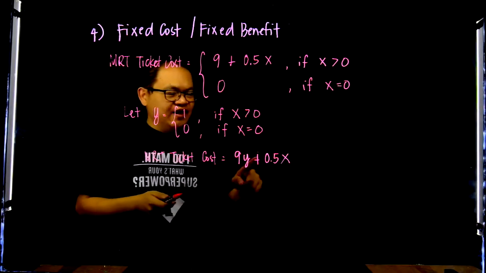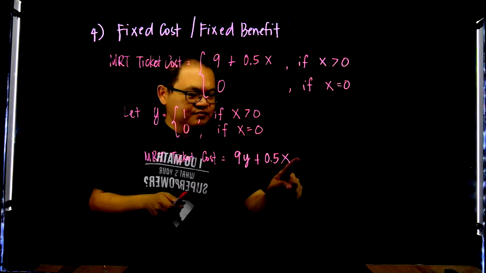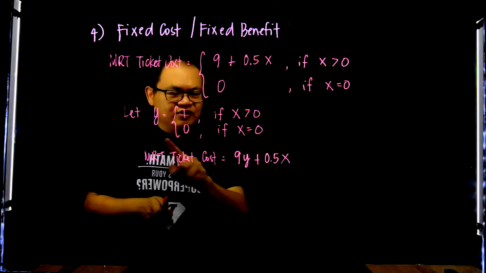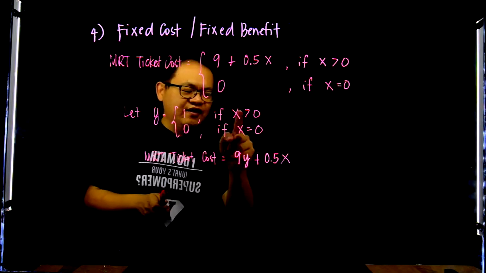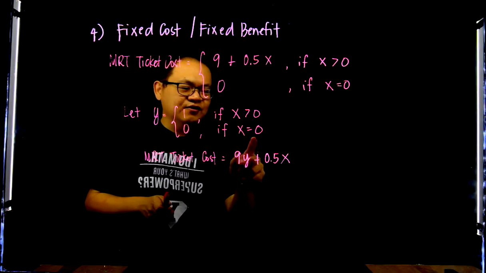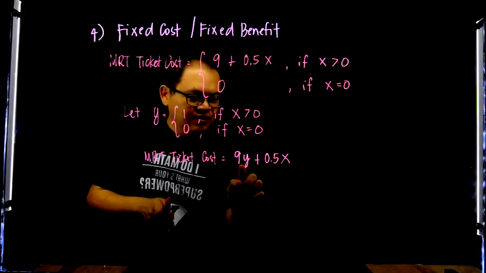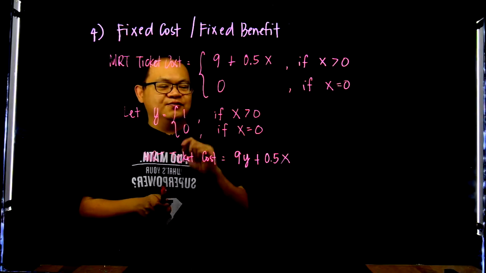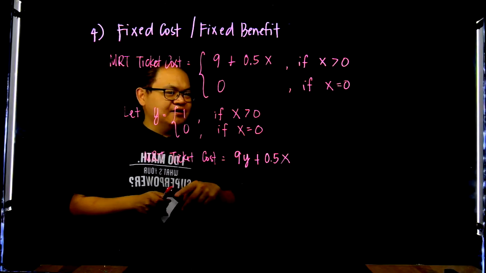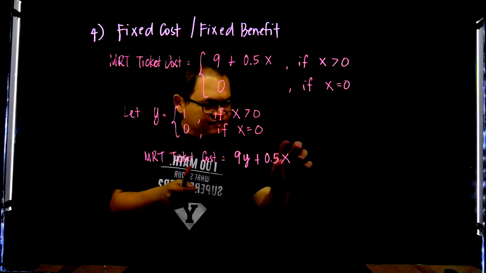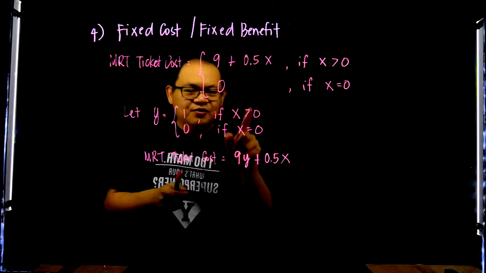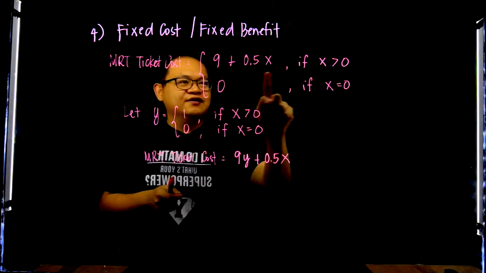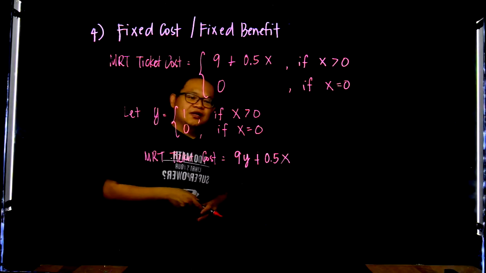Why? Because if x equals 0, then by definition, because we defined y to be 1 if x is positive, 0 if x equals 0, therefore if x equals 0, then y should be 0, and therefore your MRT cost is 0. On the other hand, if you are riding the MRT, then you have some value for x, and because of this definition, y is equal to 1. Therefore, you have this MRT ticket cost.